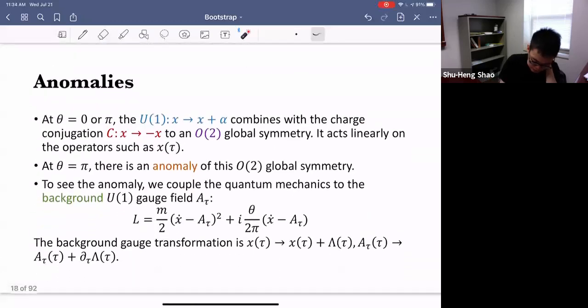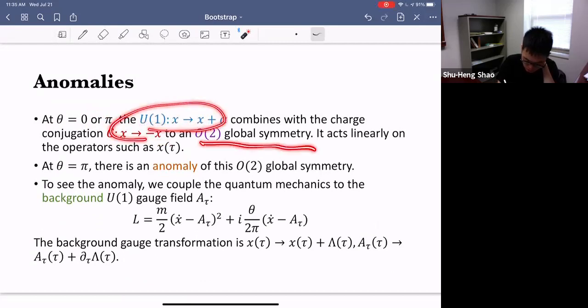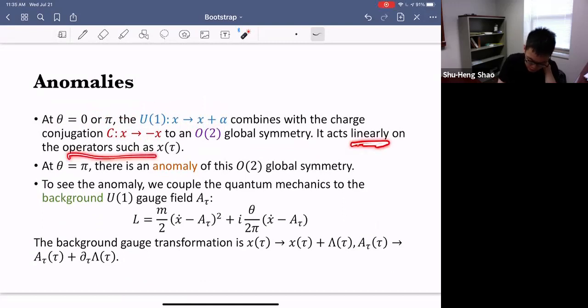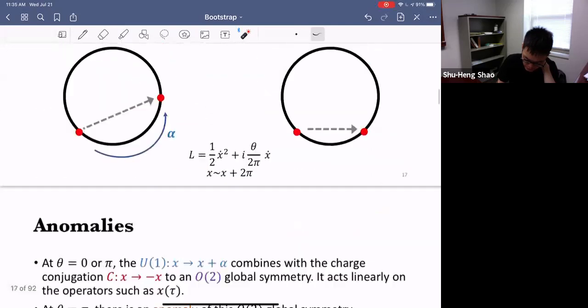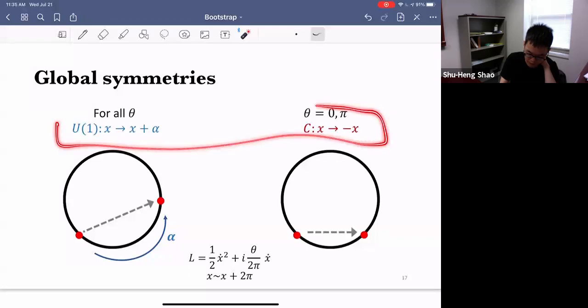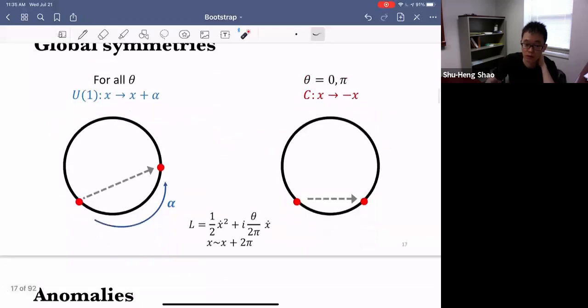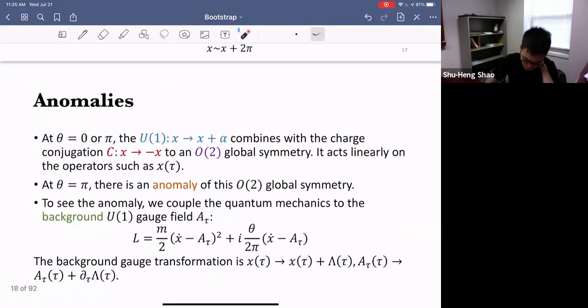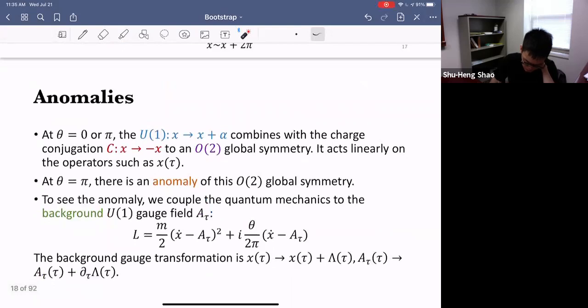So let me just repeat. At theta equals 0 or pi, the global symmetry of this quantum mechanics is a U1 and a charge conjugation. Together, that combines to an O2 global symmetry. The O2 global symmetry acts linearly on the operators. The way they act is given like this, and you can check by definition that this gives you the O2 group. However, at theta equals pi, there is an anomaly of this O2 global symmetry.